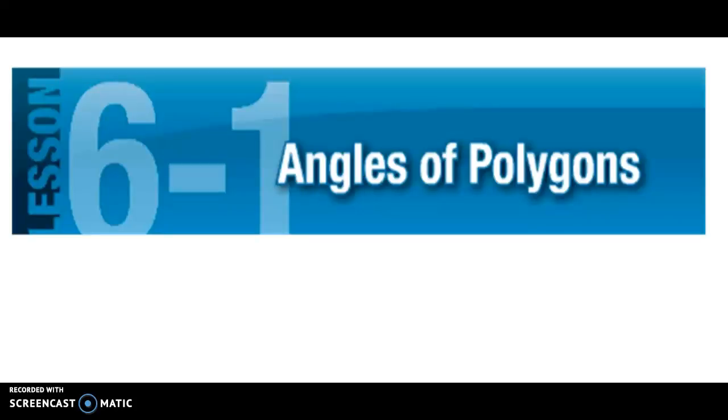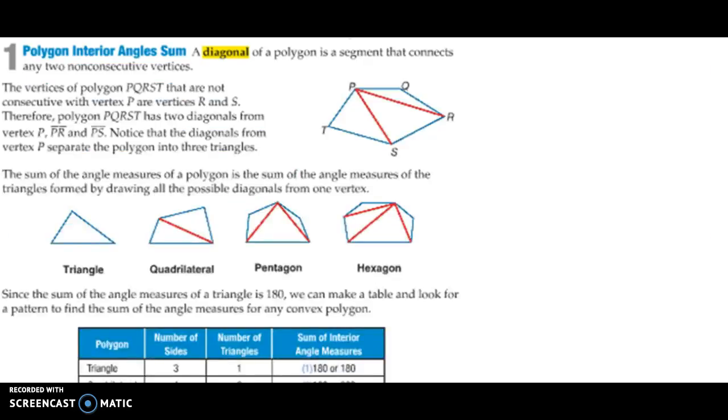Hello, today we're going to be talking about lesson 6.1, which is on angles of polygons. A diagonal of a polygon is a segment that connects any two non-consecutive vertices. So if you see right here, P to S, those are non-consecutive because they're not right next to each other. Where like P to T or S to T are consecutive, they're right next to each other.